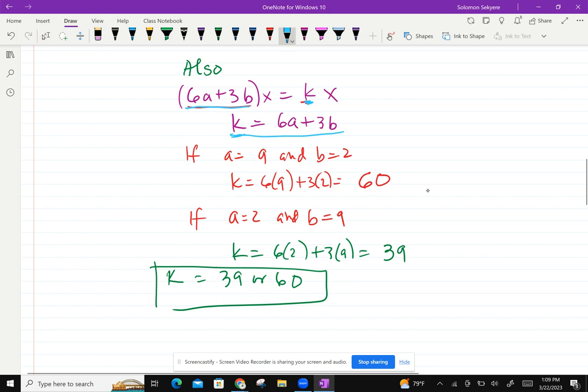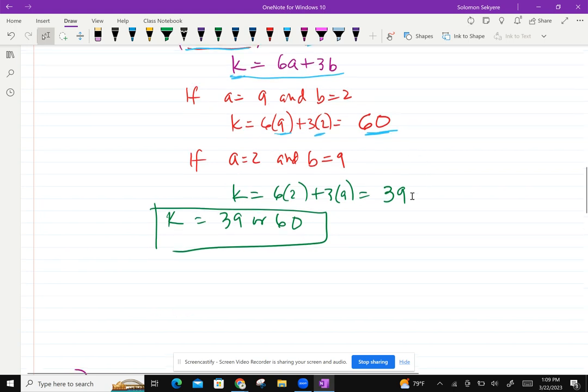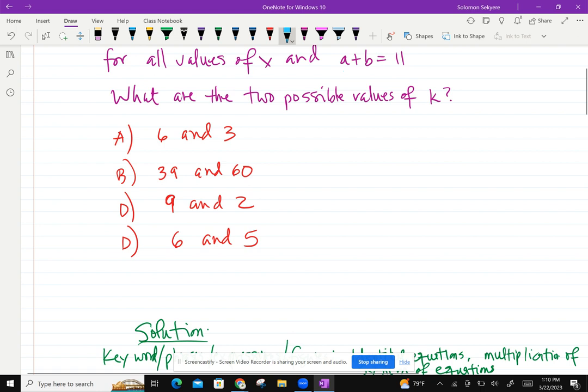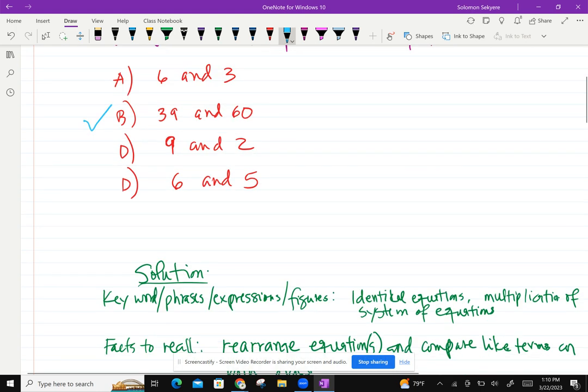So this is why we're going to have two possible values of k. When a equals 9 and b equals 2, k is 6 times 9 plus 3 times 2, which is 54 plus 6, 60. Now if a equals 2 and b equals 9, then k is 6 times 2 plus 3 times 9. 3 times 9 is 27. 27 plus 12 is 39. So you get it? That is the reason why. So we go back and look at our options, and our answer will be B.